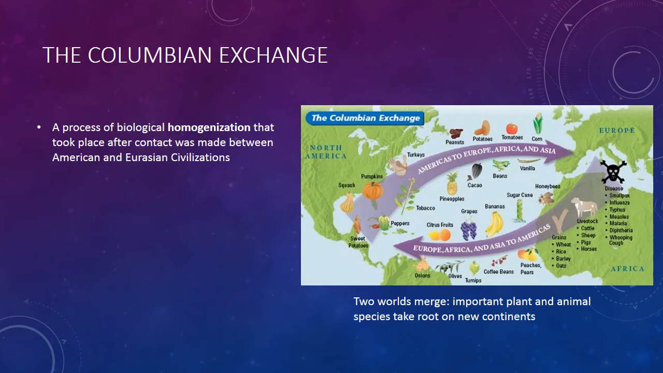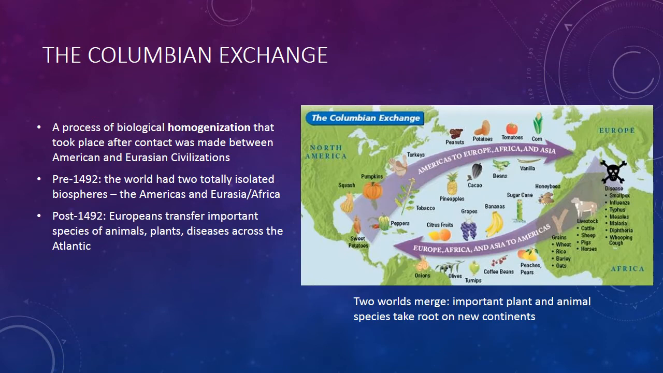All of the different plant and animal and disease species that live on these two continents are mixing together and making one similar biosphere. Before 1492, the world had two totally isolated biospheres. There was one over in the Americas, and there was one over in Europe. And the species that lived on these continents had not mixed or come into contact with each other for millions of years, except for a few important exceptions, including people who were able to cross over into America during the Ice Age. So after 1492, Europeans begin to transfer important species of animals and plants and diseases across the Atlantic.